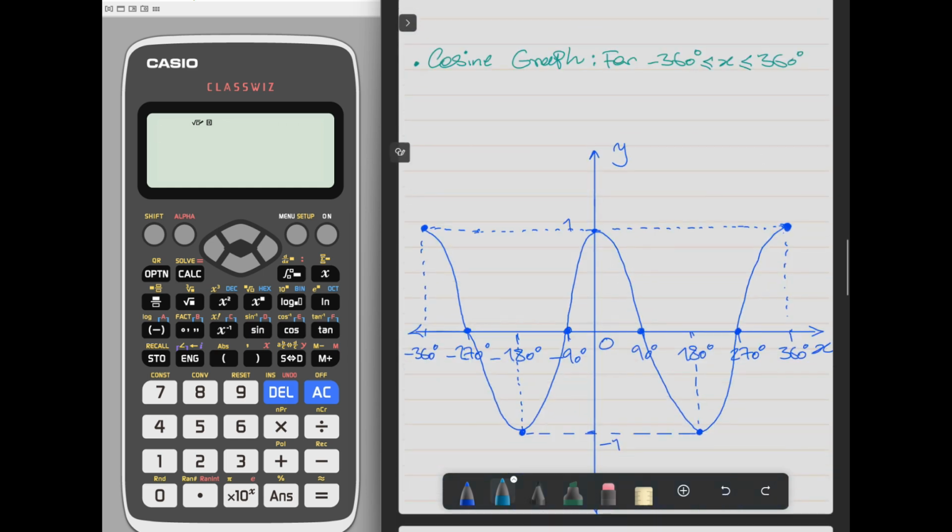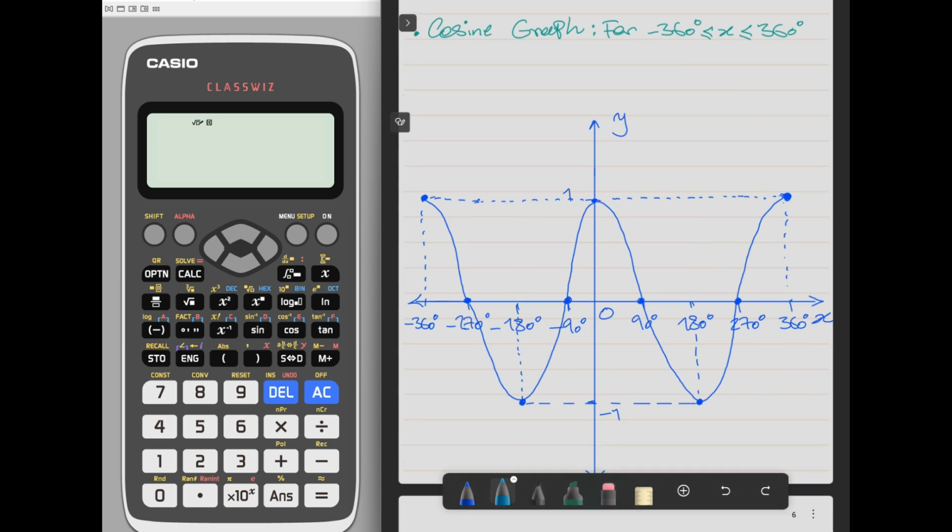So let's go and check cosine graphs. As for cosine graphs, I again drew the cosine graph for x between minus 360 degrees and 360 degrees inclusive. And this is our graph, guys. Let me just mention it here. Again, period is going to be 360 degrees.